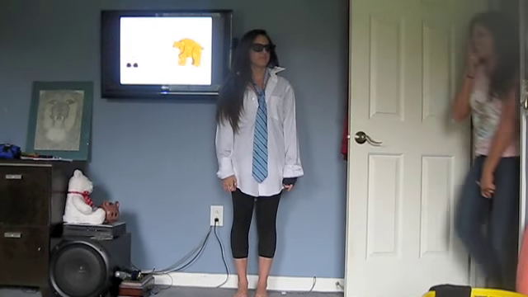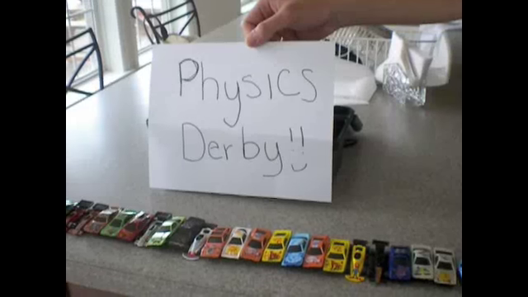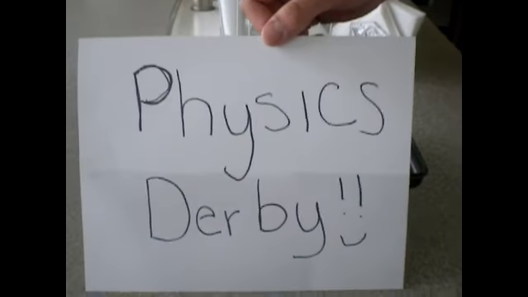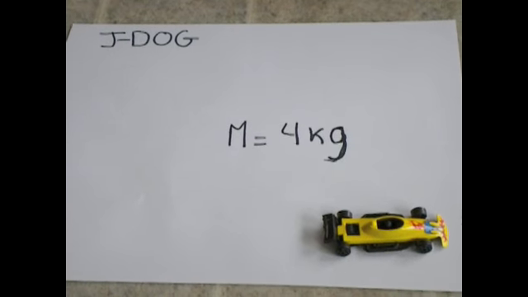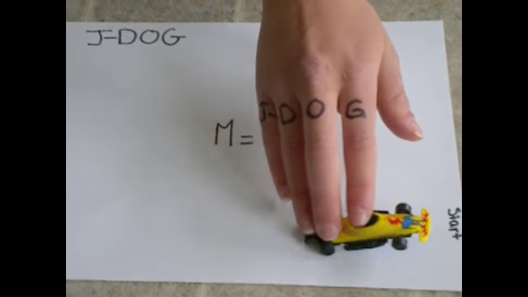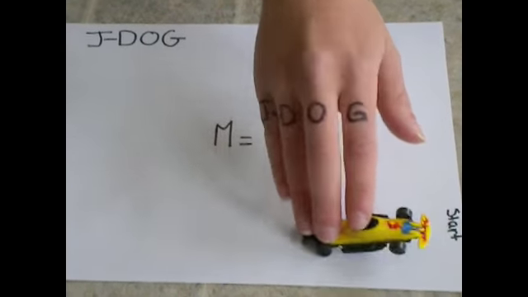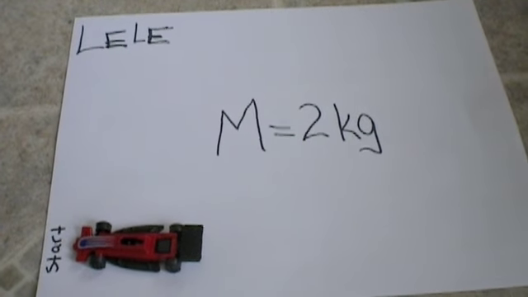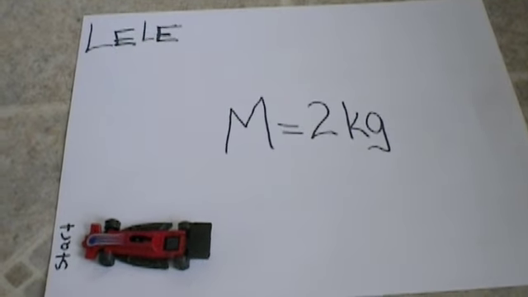And now we have an example of an elastic equation. And here we are at the physics service! We have J-Dog measuring in with a mass of 4 kilograms. We have Lily here in the right hand corner, lightweight underdog measuring in at 2 kilograms.